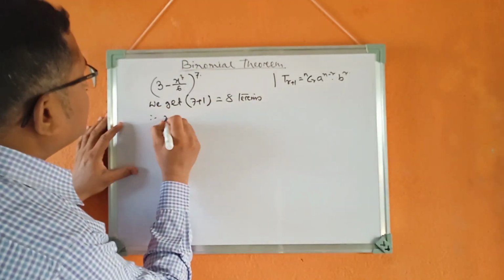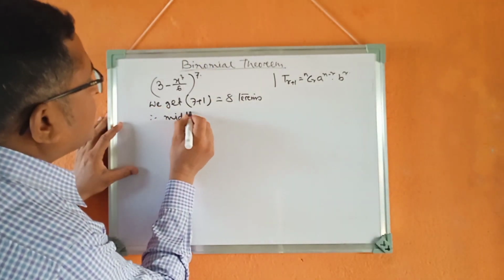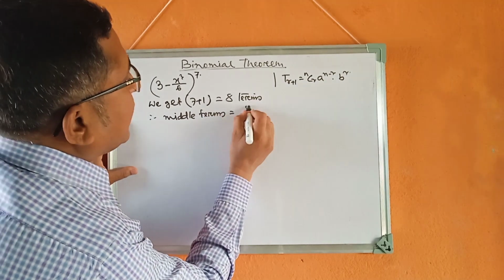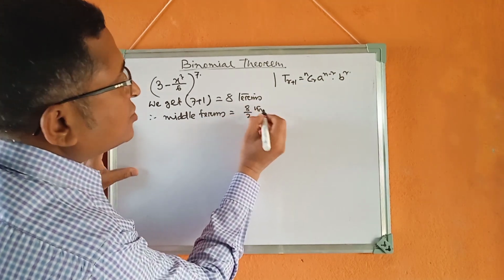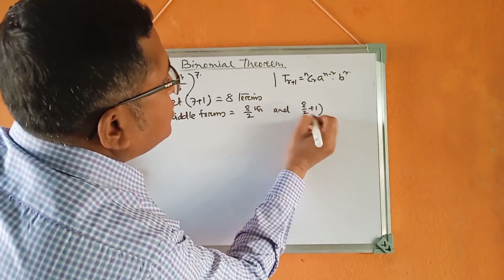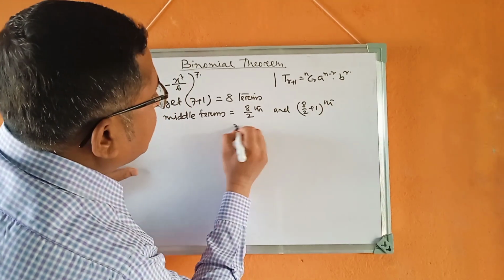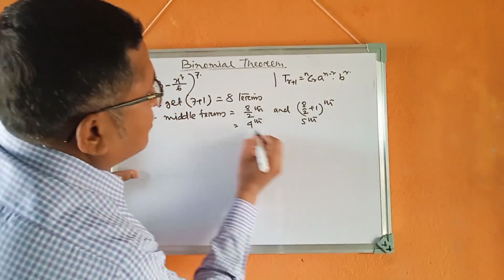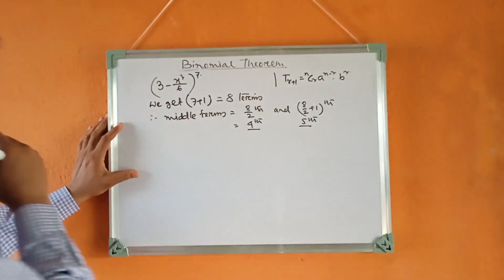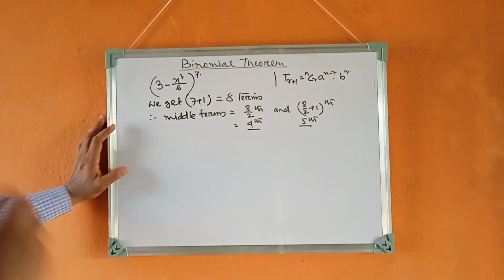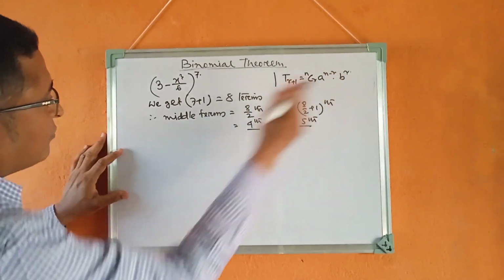So the middle terms are the (8 by 2)th term, that is the 4th term, and another one is the (8 by 2 plus 1)th term, that is the 5th term. So there are two middle terms, one is the 4th term and another one is the 5th term. Okay, now find the 4th term. How to find? Using the general formula.